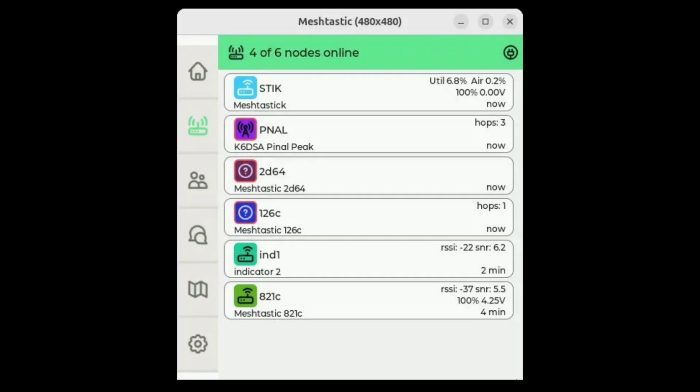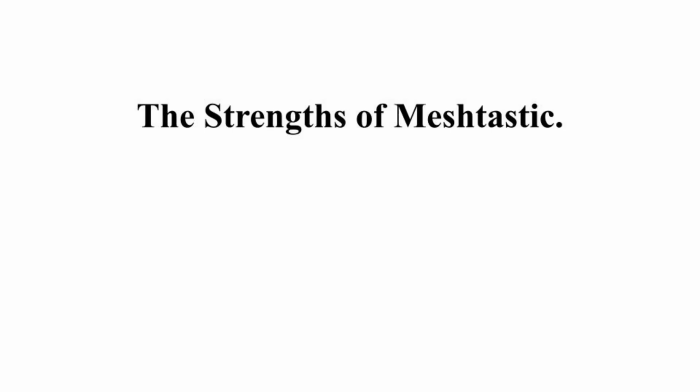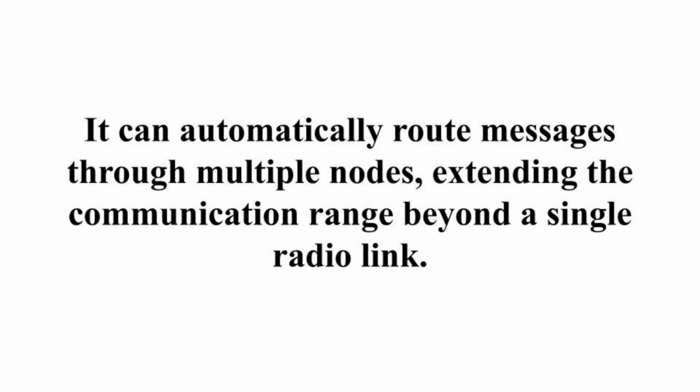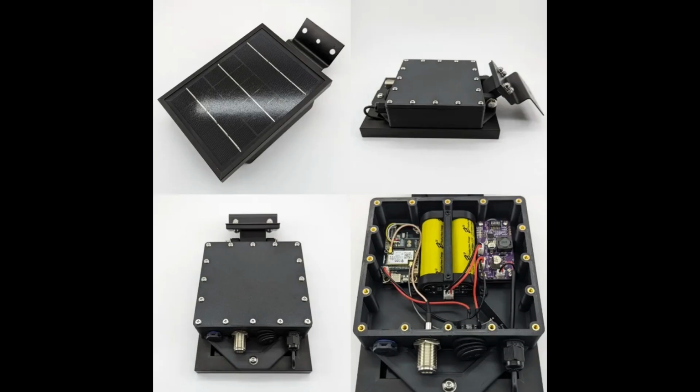Meshtastic devices are often paired with smartphones using Bluetooth. The phone provides the user interface, allowing you to send and receive text messages, view maps, and manage contacts. The strengths of Meshtastic. Meshtastic does not require internet or cellular infrastructure to operate. It can automatically route messages through multiple nodes, extending the communication range beyond a single radio link. It is well suited for off-grid communication, hiking groups, emergency preparedness, and local community networks. The radios are typically inexpensive, low power, and can run for long periods on battery or solar power.